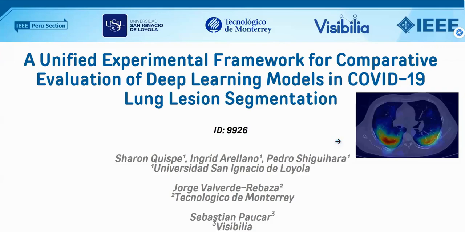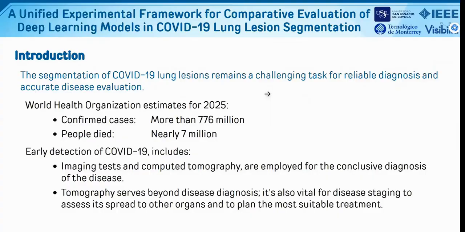This work, titled "A Unified Experimental Framework for Comparative Evaluation of Deep Learning Models in COVID-19 Lung Lesion Segmentation," addresses a challenging task. Segmenting COVID-19 lung lesions remains difficult for reliable diagnosis. As of 2025, the World Health Organization has reported over 700 million confirmed cases and nearly 7 million deaths globally. Imaging tests, such as computed tomography, are employed for the diagnosis of the disease.